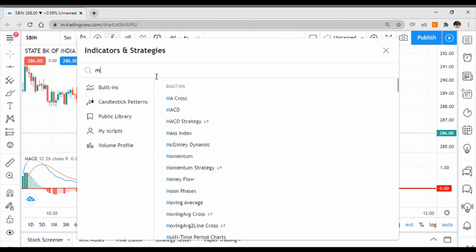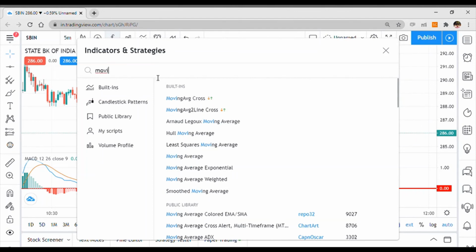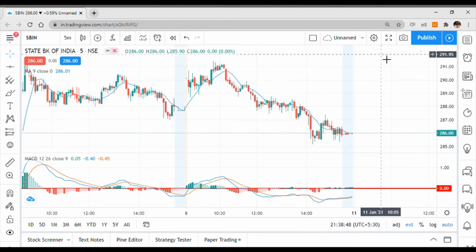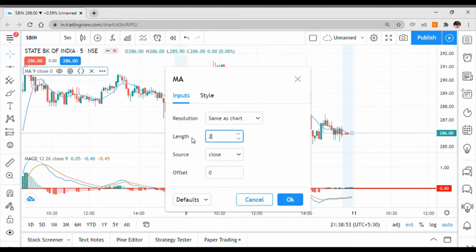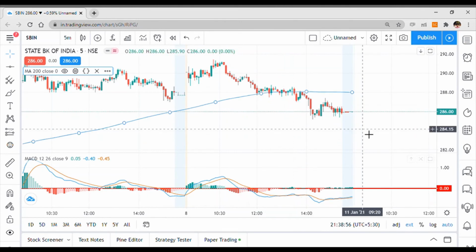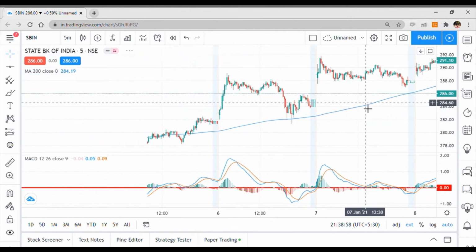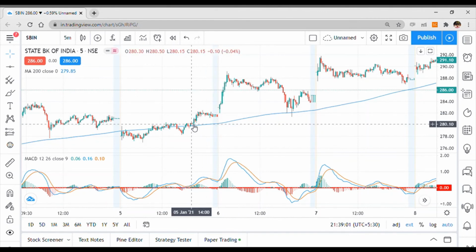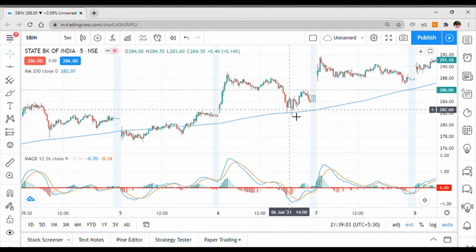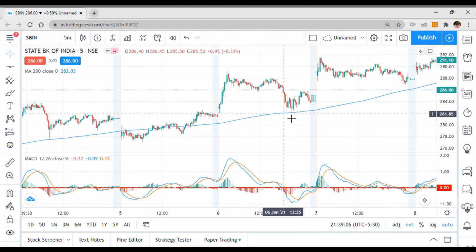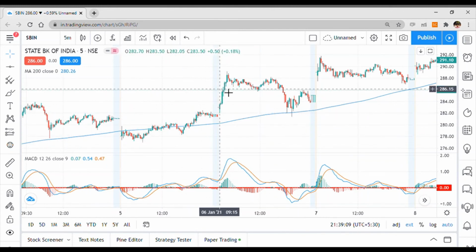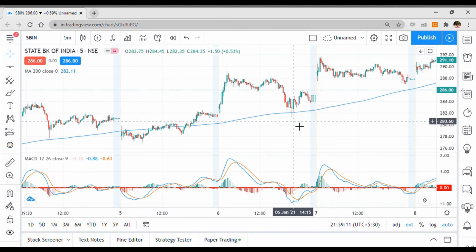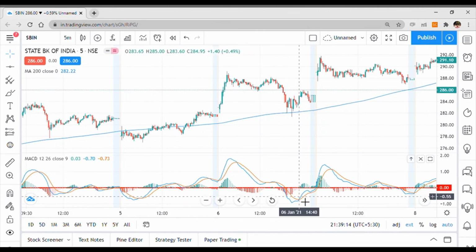Moving average, just type moving average here. Moving average or exponential moving average, both are fine for this strategy. And go to settings and change it to 200. See the price is above. Here, the price is above 200 EMA. This is the 200 EMA line. The price is above 200 EMA, and so we should see only for buying opportunities.